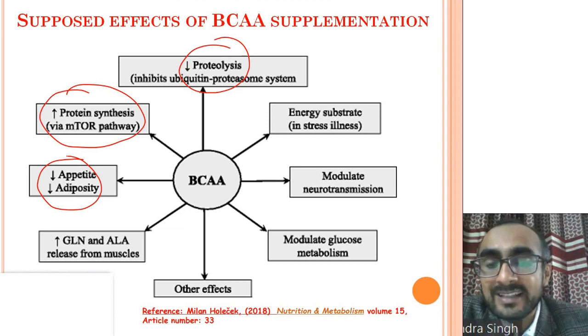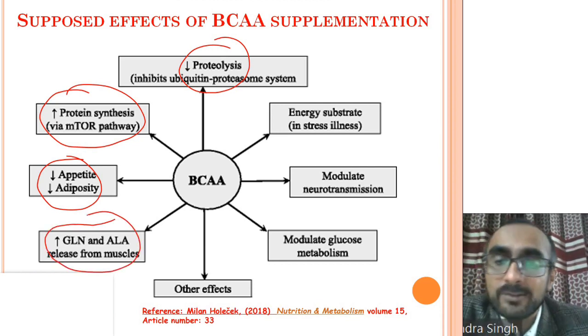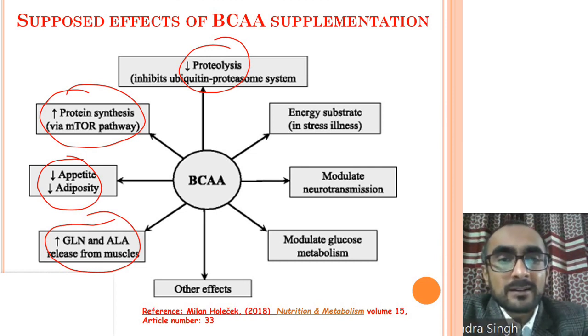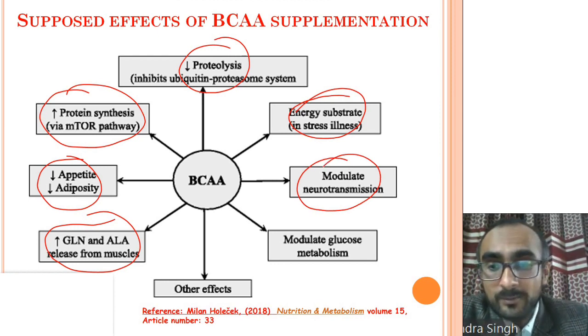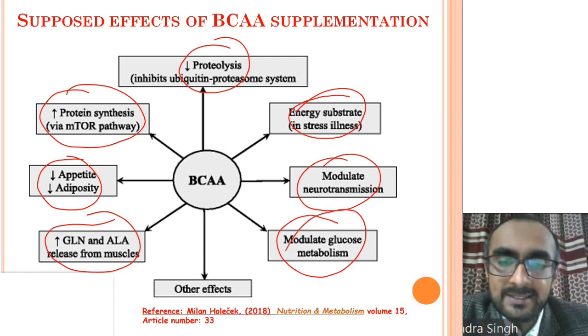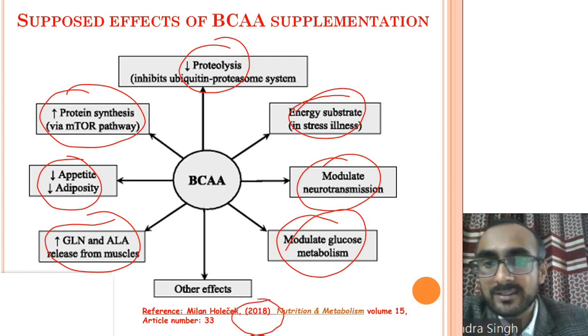And of course glutamine and alanine in muscles, which are carriers of amino groups, are released from the muscles. Those increase because when you do muscular activity, those amino acids are oxidized, and glutamine and alanine are released in blood, which enter the liver and are further catabolized. And of course they provide energy and modulate neurotransmission. These are new functions which have been observed for branched chain amino acids. They also modulate glucose metabolism, and many other effects they have on the body have been reported in 2018 in this research article.